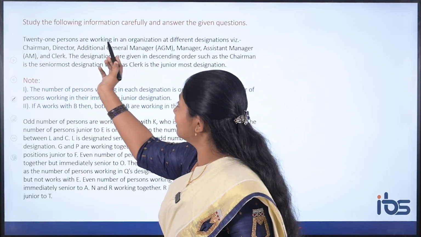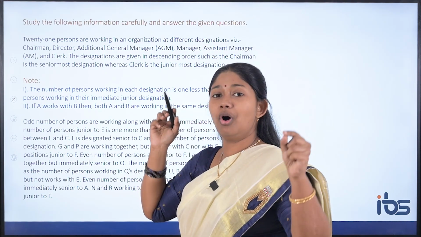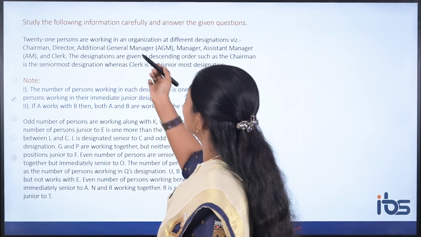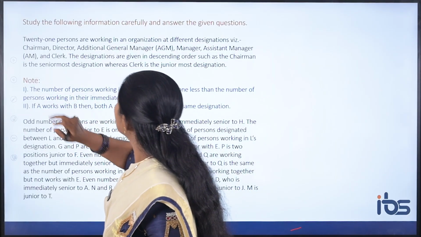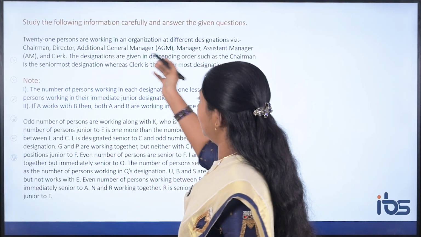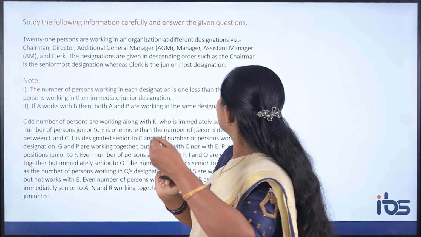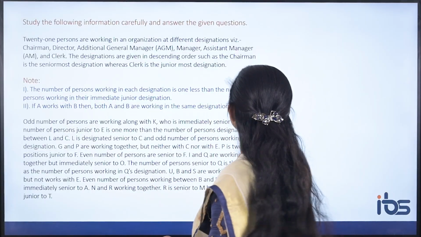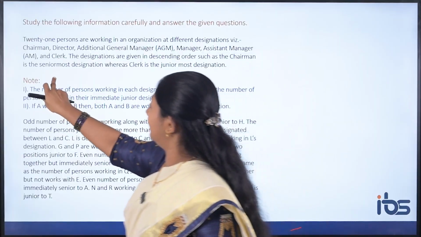Just 21 persons are working in an organization at different designations. So we have got an idea that it is a designation related puzzle. So we have 21 persons working in that. Their designations are given in descending order, such as the chairman is the senior most, whereas clerk is the junior most. So I will read this and try to represent that data.